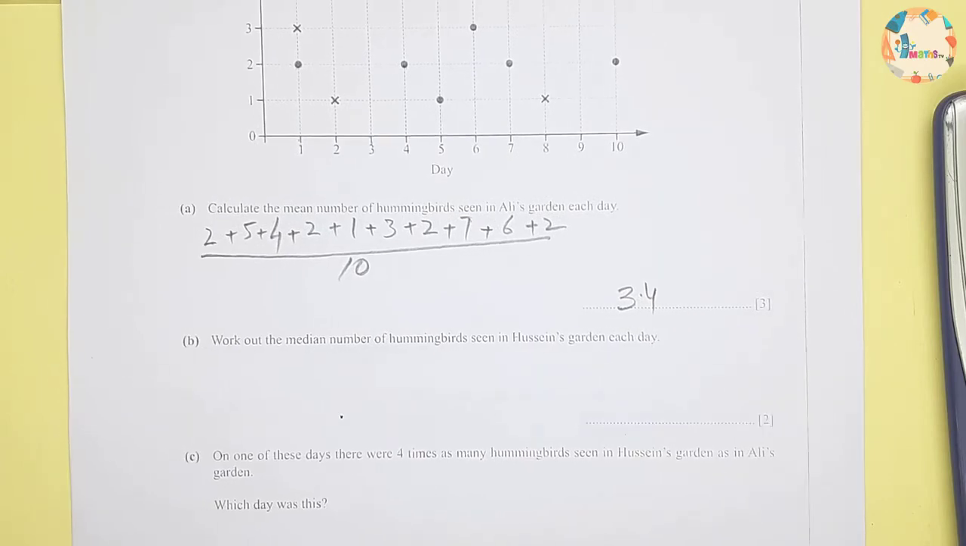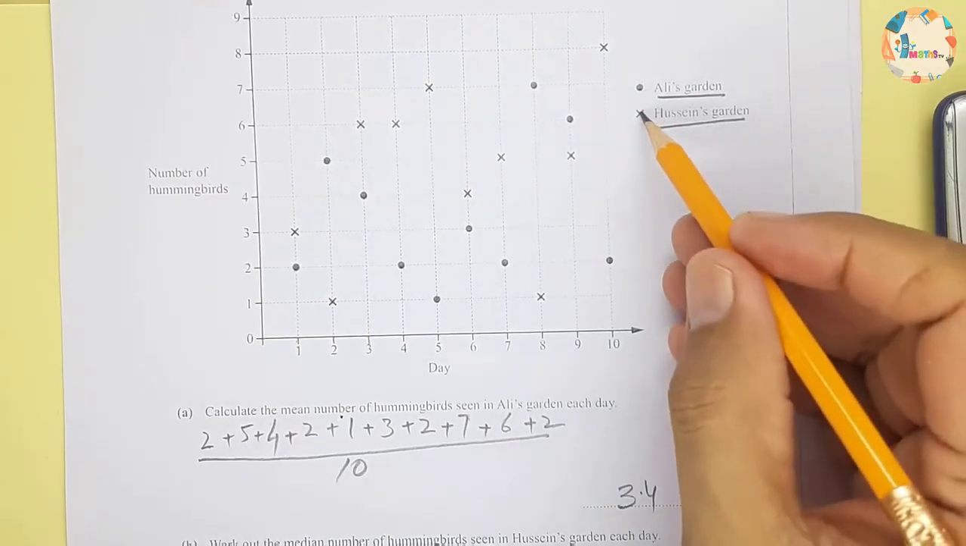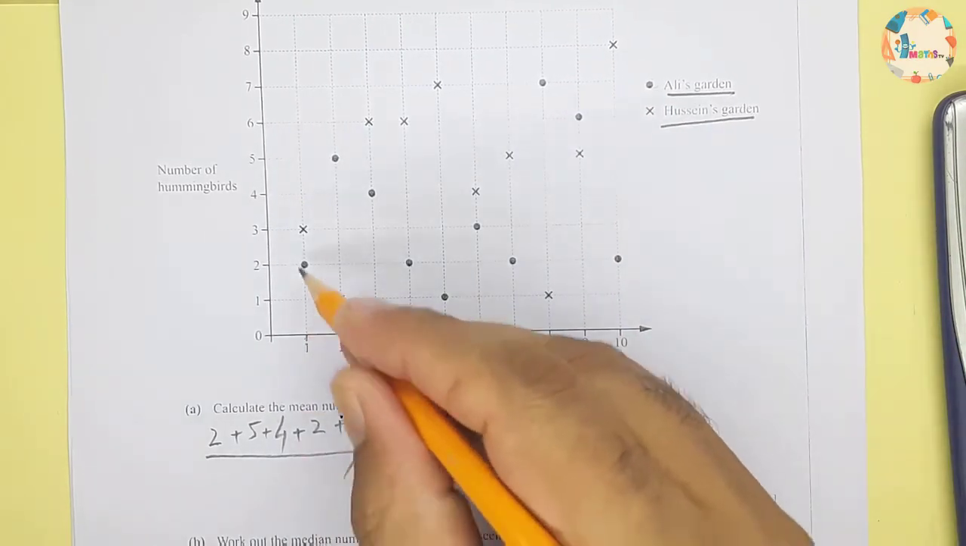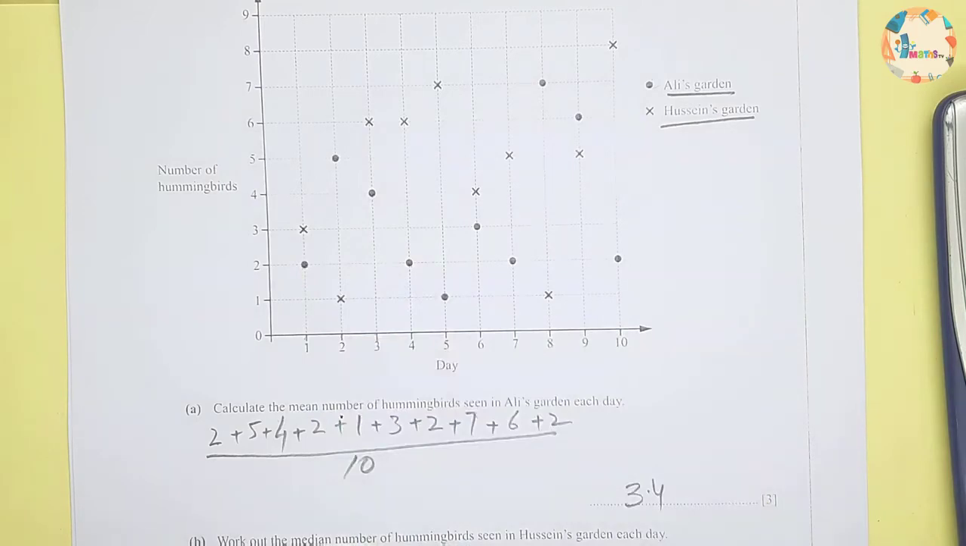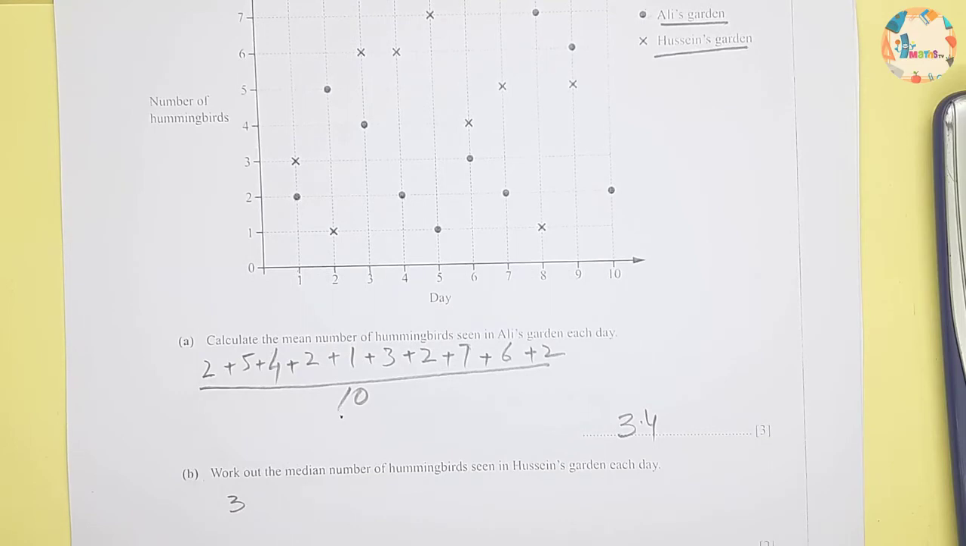Then work out the median number of hummingbirds seen in Hussein's garden each day. So for Hussein's, again we'll have to check for the cross. Earlier we checked for Ali. Now for Hussein, the first value will be 3, so I will write here 3. I'll move the page a little above, so this is 3.